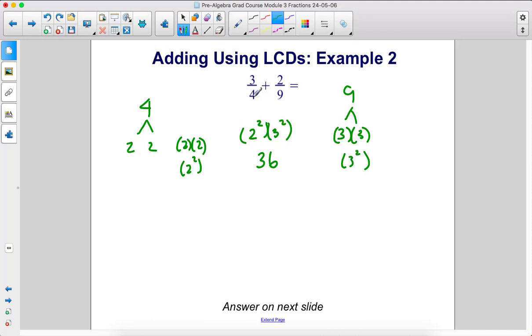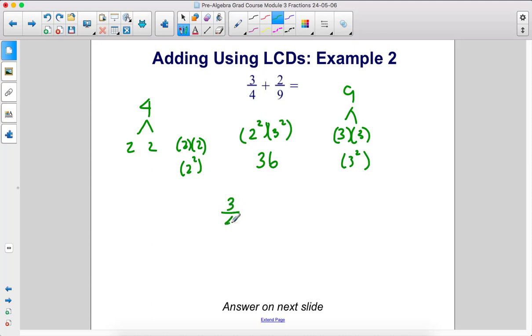36. And actually that's a pretty fast way to find a common denominator, is just to multiply the numbers together. But that's not always the lowest one, but it will always work.